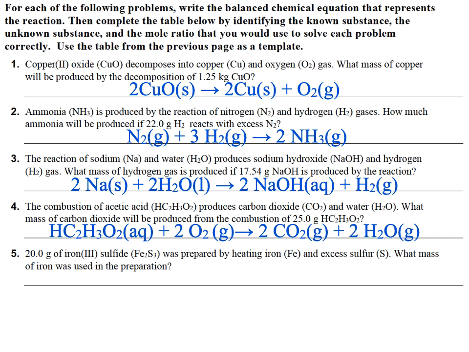The next one, 20 grams of iron 3 sulfide, Fe2S3, was prepared by heating iron and excess sulfur. So if I want to do that, I have to now look at this. I'm giving the product first because it says it was prepared by heating. So I'm going to balance my equation using Fe plus S yielding Fe2S3. Please balance it.